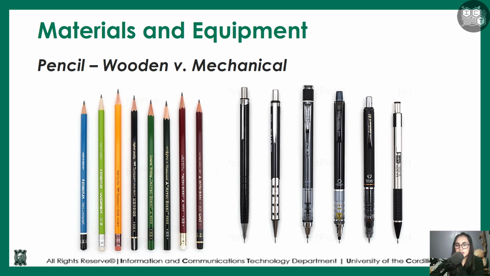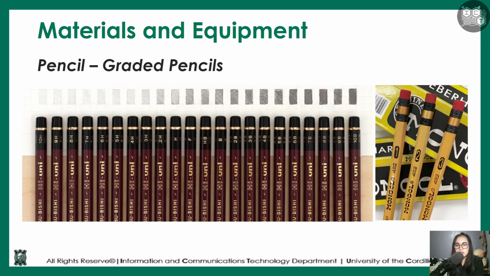For mechanical, you don't really need to sharpen it, and the tendency is that it would be a bit more long lasting because all you have to do is refill the lead, whereas for a wooden pencil, you have to constantly sharpen it, and once it's sharpened to a smaller size, it might be a bit more difficult to use.